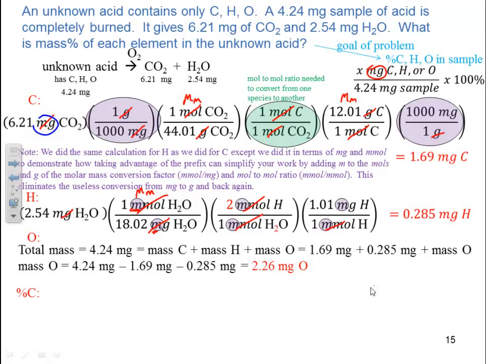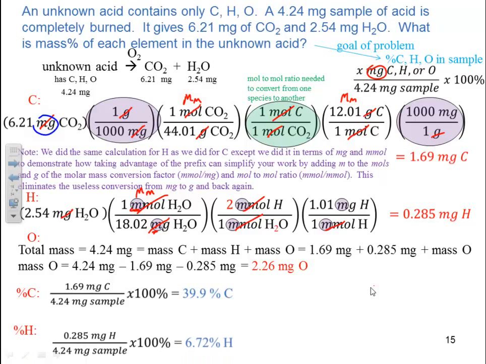So now I want the percent carbon. That's going back to our formula, which is your milligrams of your species divided by the total milligrams of sample times 100%. So in this case, 1.69 milligrams of carbon divided by 4.24 milligrams of sample times 100%, where the percent is a unit, not the percent on your calculator. It tells me I got 39.9% carbon. Now we did it in milligrams. We could have converted the milligrams to grams, and then kept it in grams for carbon, and it would still work out the same.